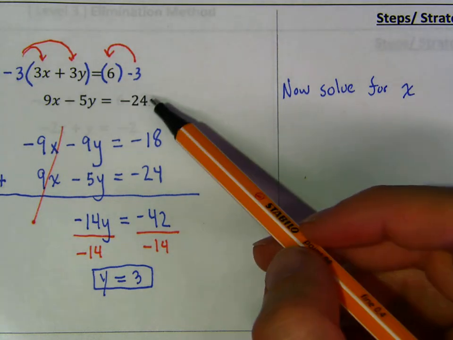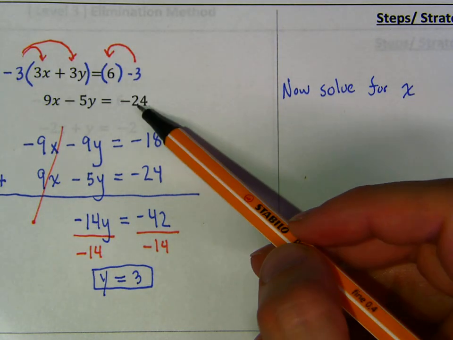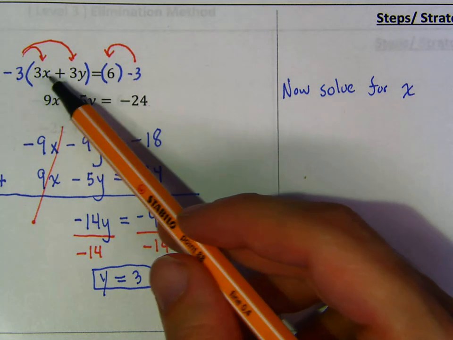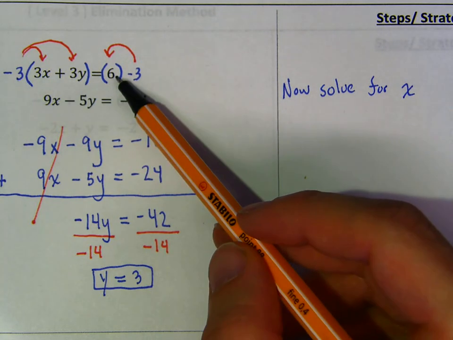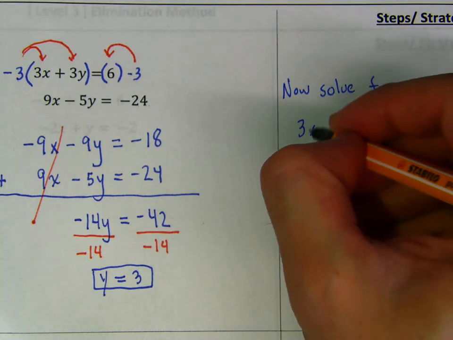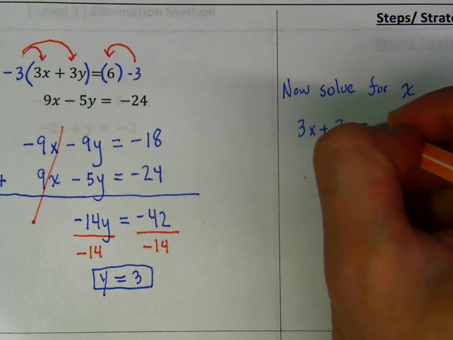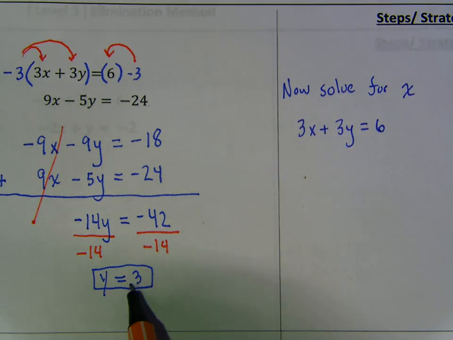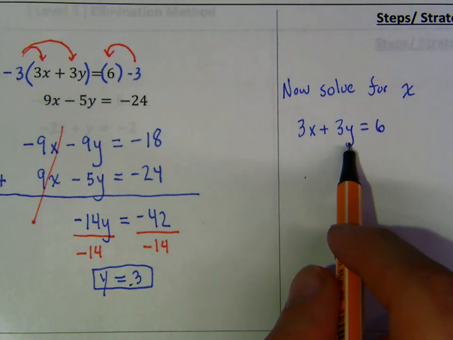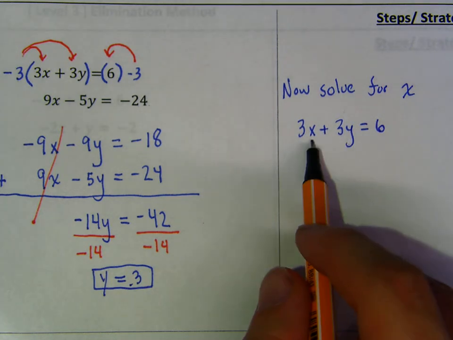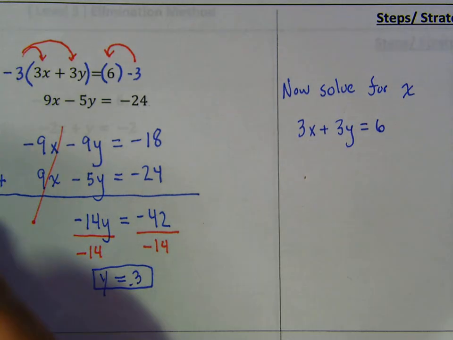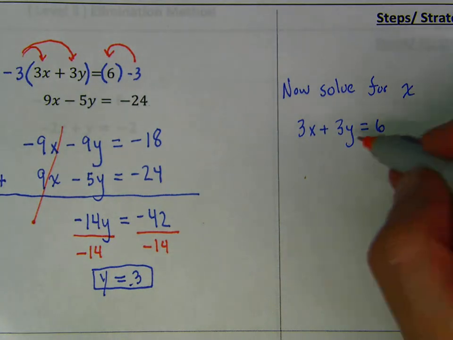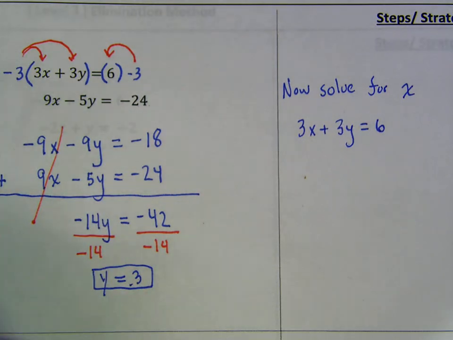Which is the nicer equation, the top one or the bottom one? I think the top one, right? That original equation you had. See, that original equation was 3x plus 3y equals 6. You could still use this equation to plug in this value of y to solve for x. Go for it. You could do it. Pause the video. Try and get it.